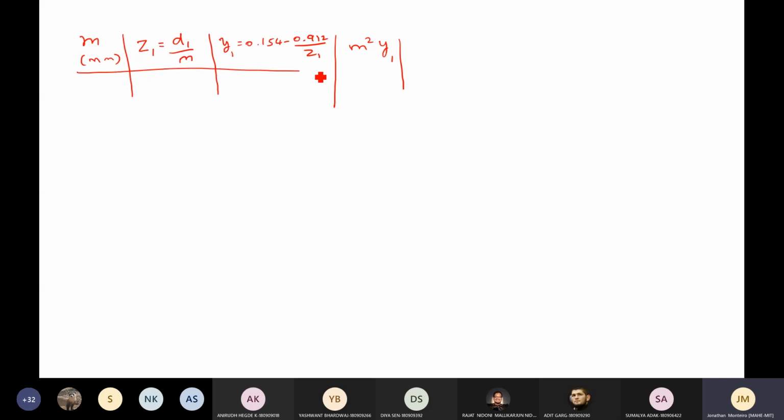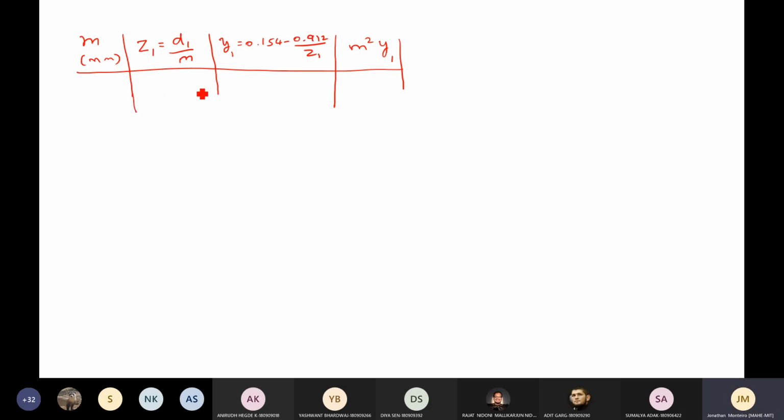Okay, so let us start with m in mm, then you require z, which is equal to d1 by m. Okay, z1 is equal to d1 by m. This is the number of teeth. Once the number of teeth is known, then you can find y. Y1 is 0.154 minus 0.912 by z1. Next, it is m square y1, and that is the deciding factor, what this product will come out to be.